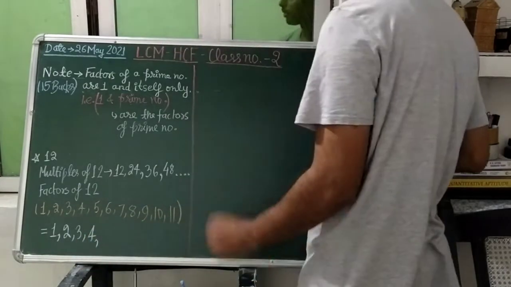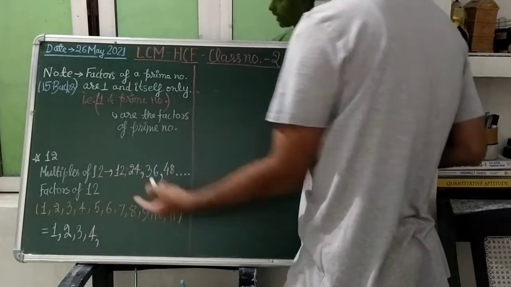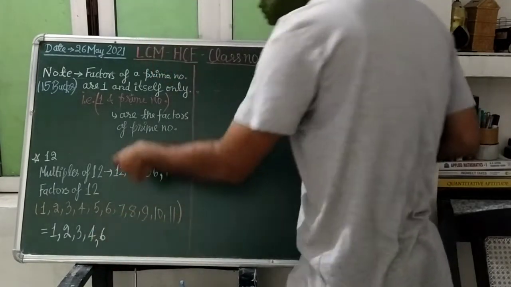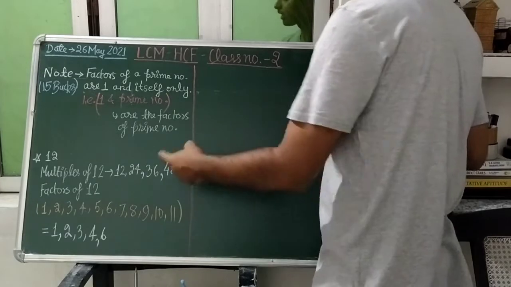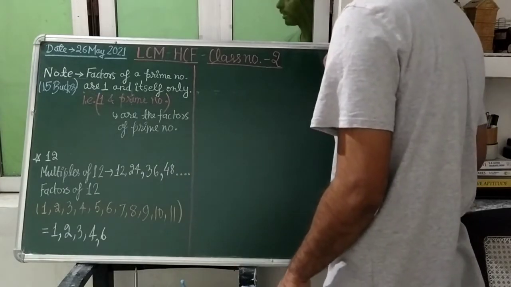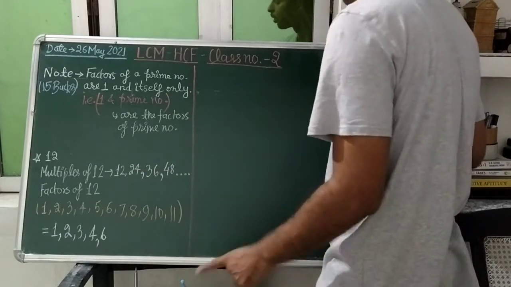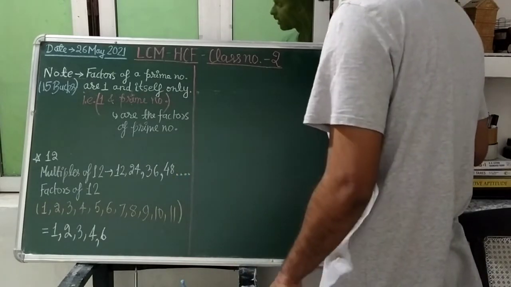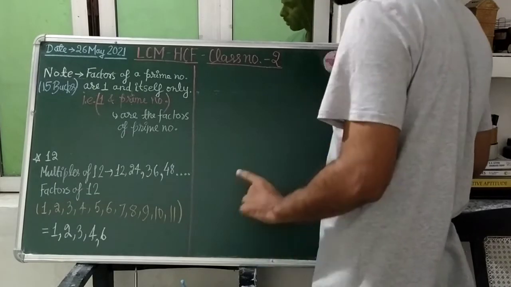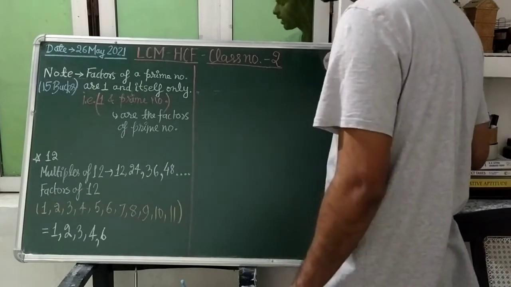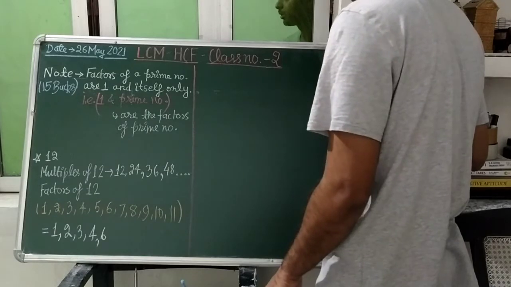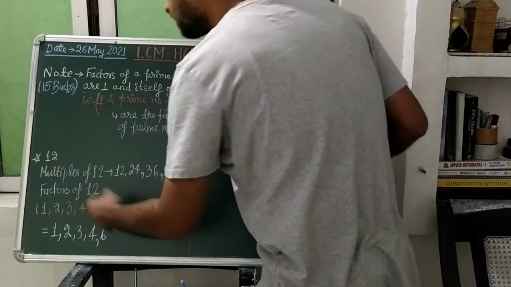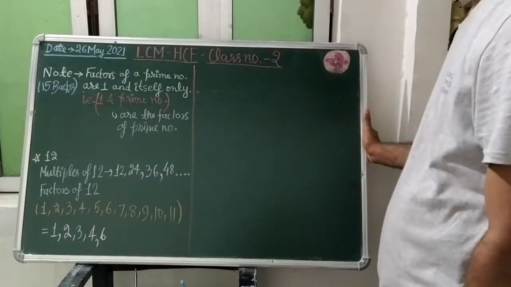If we talk about 6, whether 6 will divide 12? Yes, of course, 6 2s are 12, so 6 will be a factor of 12. Whether 7 will divide 12? No, 7 will not divide 12. 8 will divide 12? No. 9 will divide 12? No. 10 will divide 12? No. 11 is dividing 12? No, it is not dividing. So we see that 1, 2, 3, 4 and 6 are the factors of 12.